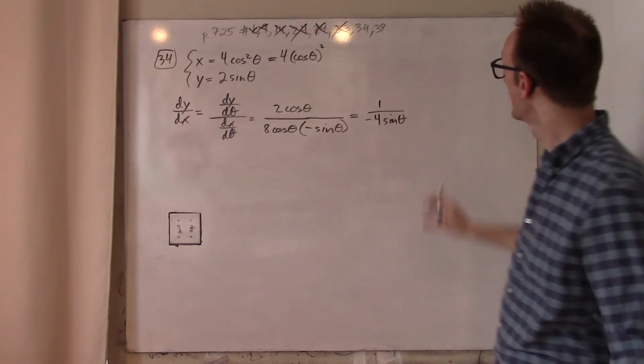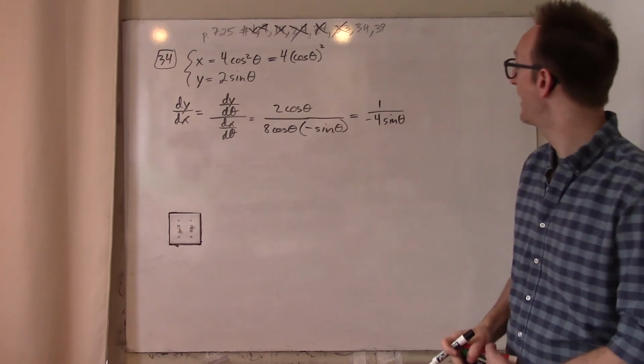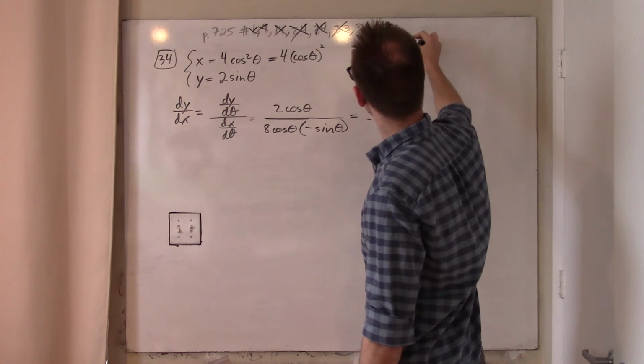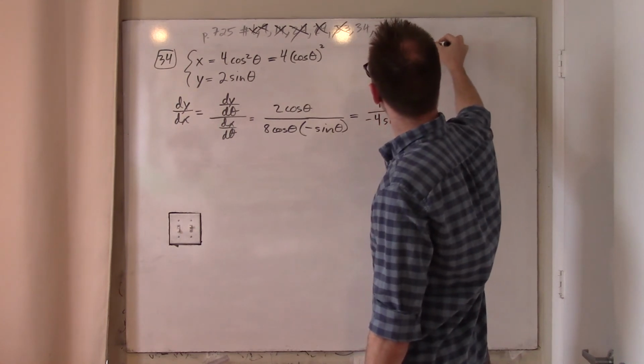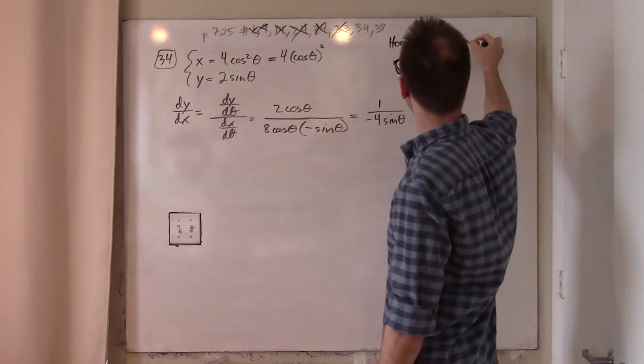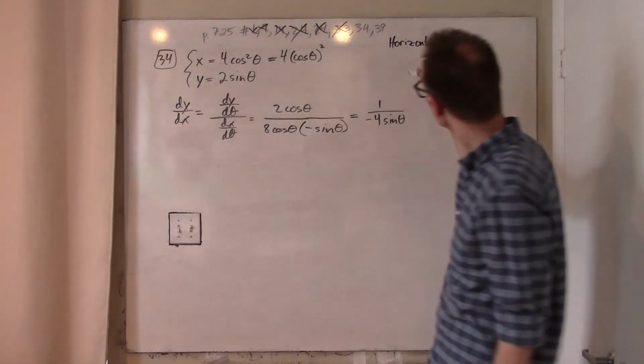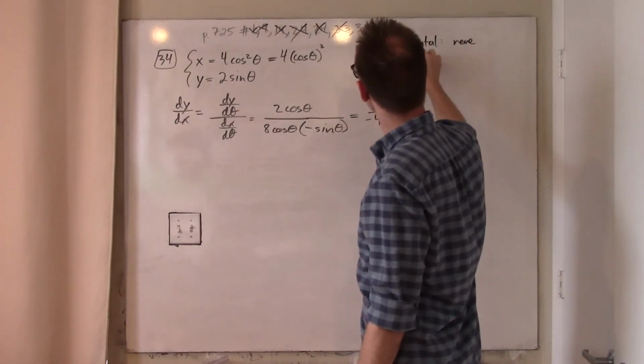That's just right. Okay, and now comes the question, where do I have horizontal tangents? And the answer is none, because this derivative is never 0. Where do I get vertical tangents?